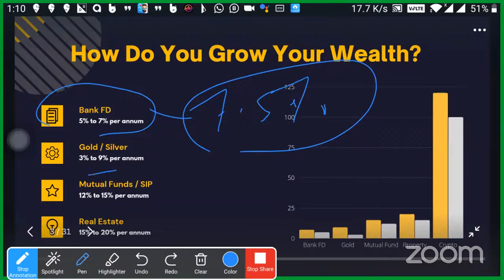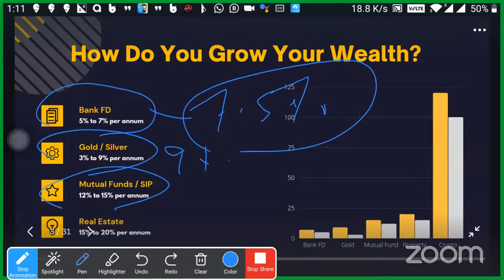Another way people do is they buy some gold, they buy some precious metals like silver or diamonds, and they think that if we accumulate some gold, after a few years maybe its value will increase. But we have seen the data. Please go to Google and research how much the value of gold has increased in the last 10 years. In the last 10 years, it has increased only 9%. Only 9% in the last 10 years. I'm talking about 10 years, not 1 year. So it is not a very good investment either. Some people do mutual funds or SIP.